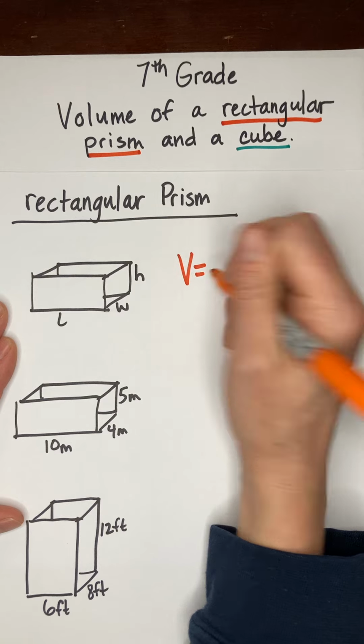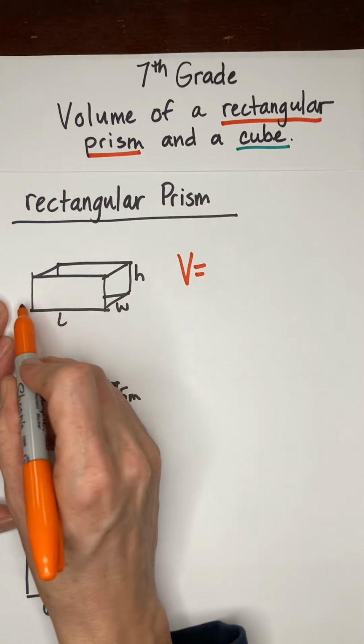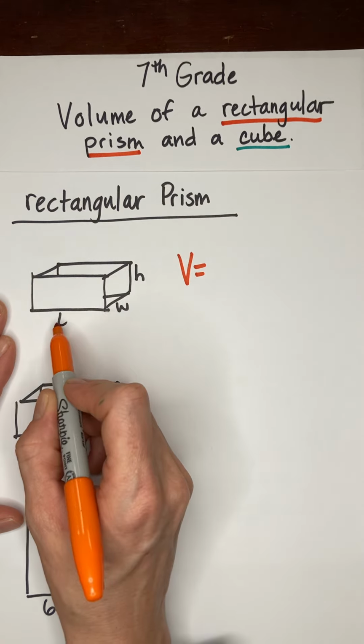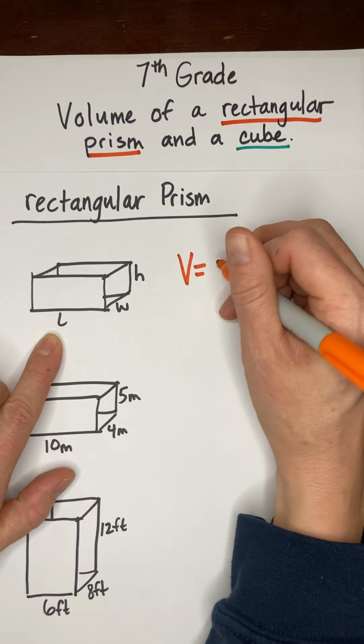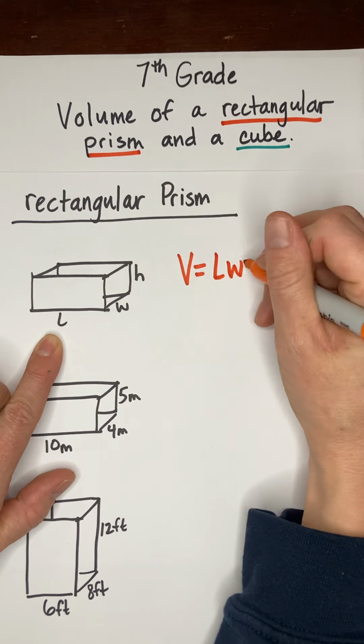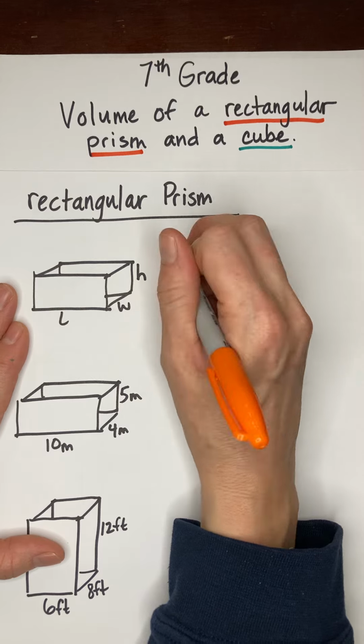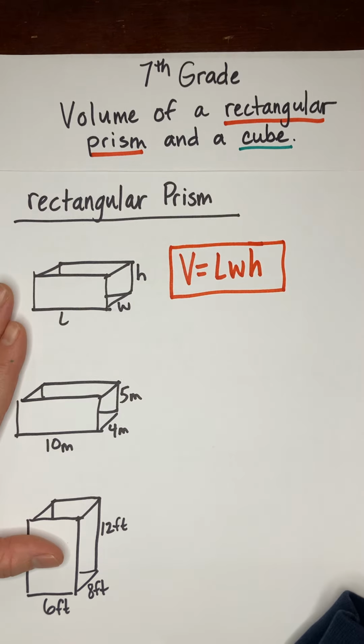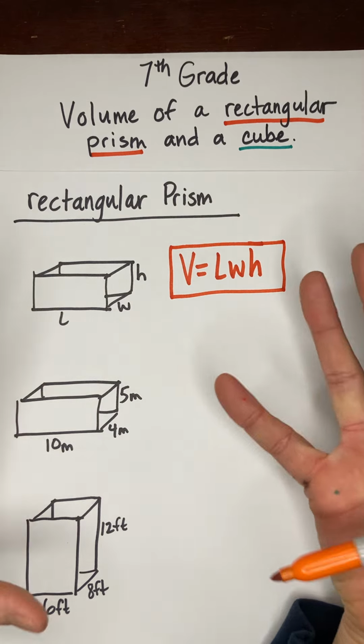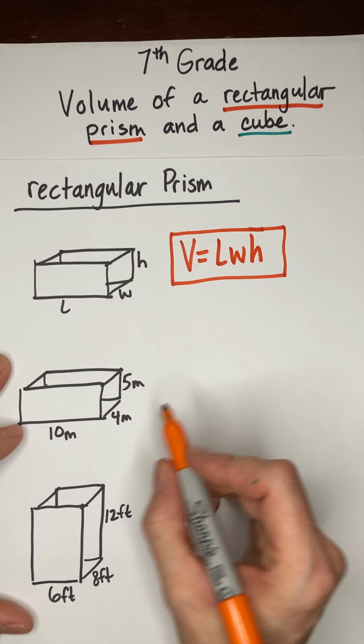Well, volume, just like for a cube, is going to be the area of the base times the height, okay? Well, what's the area of the base? It's length times width times the height, and that's it. Volume of a rectangular prism. This is so much easier than the surface area that we were doing before.